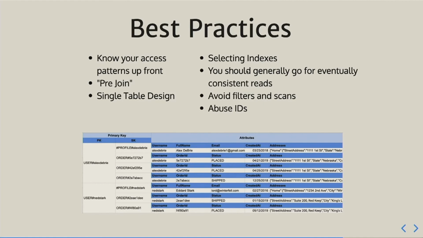So, a few best practices before we dive into the last example. Know your access patterns up front. Try and pre-join data and get it into a single table. We really shouldn't be spreading things amongst many tables and having to join them together. Select indexes up front if you can, and try and understand which indexes you'll need ahead of time. You should pretty much always go for eventually consistent reads. They're half the price and much faster. You don't have to wait for all the data to be not stale before you query it back out. We can avoid filters and scans, and you should also try and abuse IDs. Try and pack as much data into your keys as possible so you can query them in different ways without having to pay the cost of creating more and more indexes.